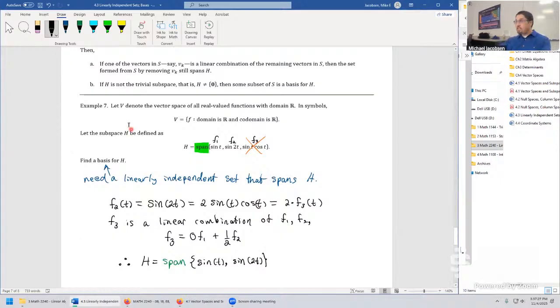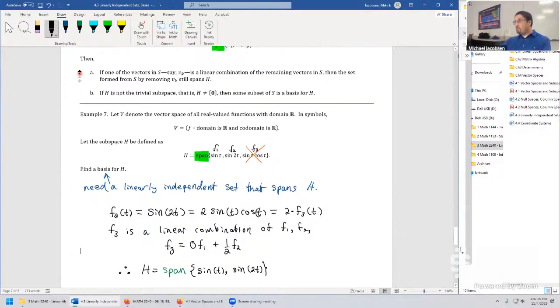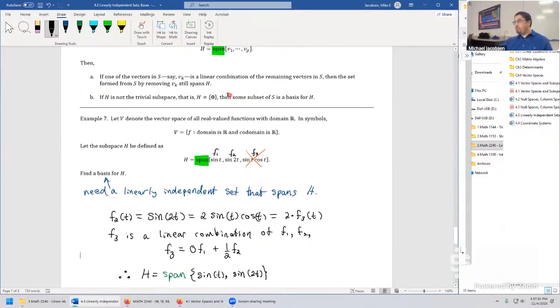And this process by part B will terminate at the point at which some subset of S, the set, now becoming this set, will form a basis. It's now two vectors. And so if you can justify that sine t and sine 2t are not multiples of each other, that'd be a good way to end this problem. You'd know it's linearly independent, and then the whole problem ends.